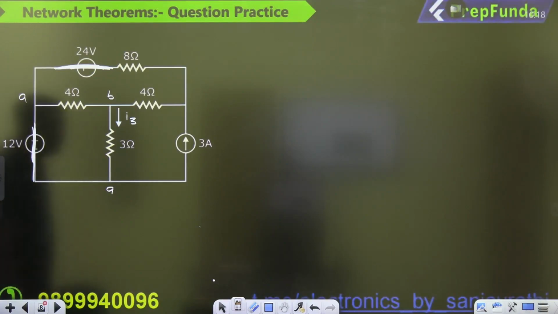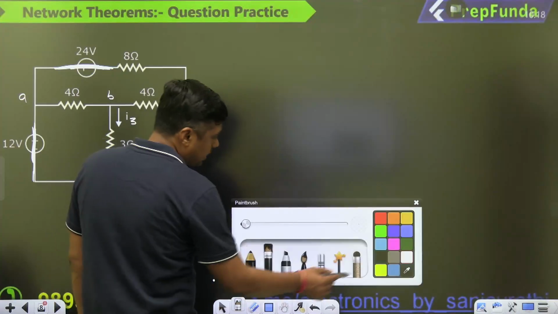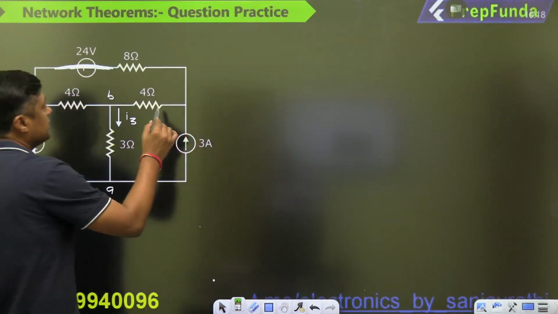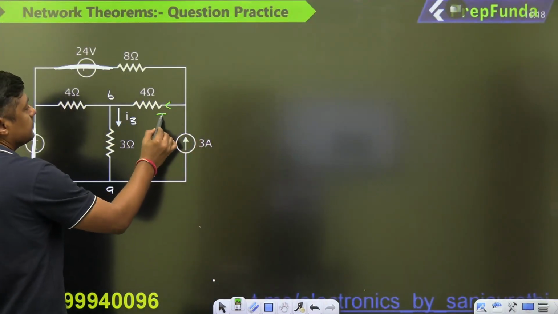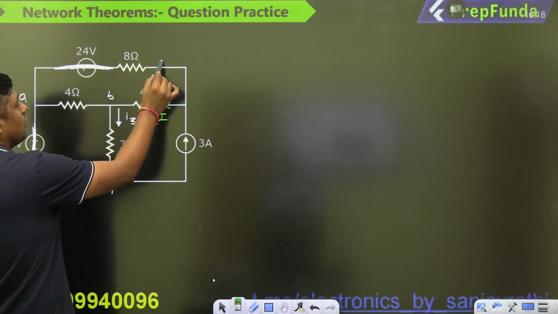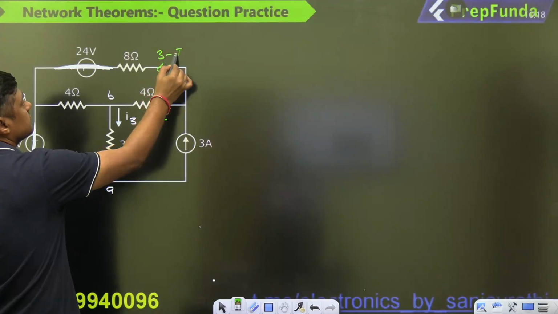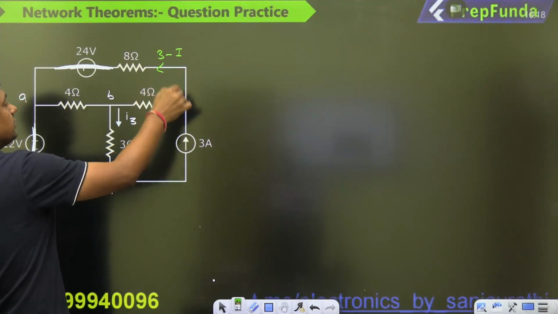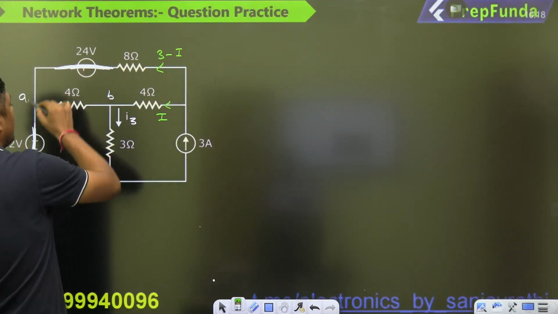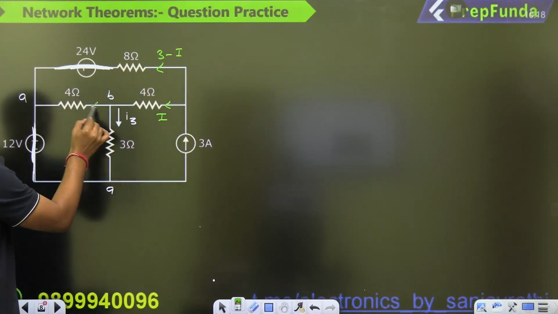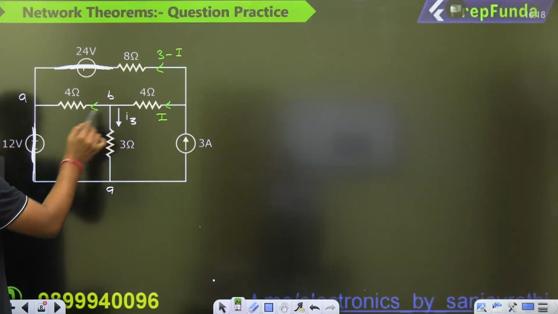What I can do, I can apply the mesh analysis, or directly I can apply, for example, this is I3, let this be the I, then it will become what? 3 minus I. This is what? I, then it will become 3 minus I. And now what is this? We have to find the I3, na? Remember, this is the I minus I3.